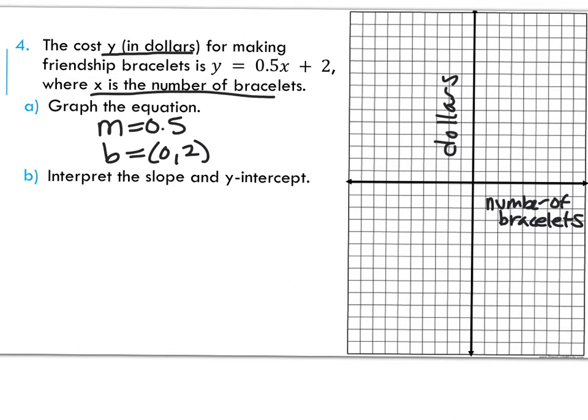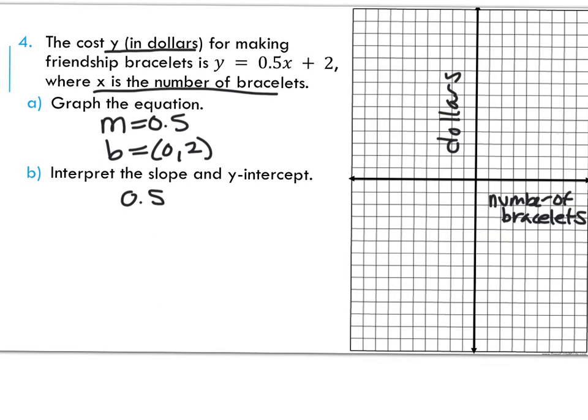So let's make sense of this. I'm actually going to jump to letter B so I understand what's going on in this situation before I go and graph this. So my slope is 0.5. So what is that 0.5 talking about? Well, I'm making bracelets, and it's probably going to cost me a certain amount for every single bracelet that I make, whether it's beads or clips or fasteners, whatever I need to have on that bracelet. It's going to cost me a little bit of money to make each of the bracelets. So that 0.5 is actually 50 cents per bracelet.